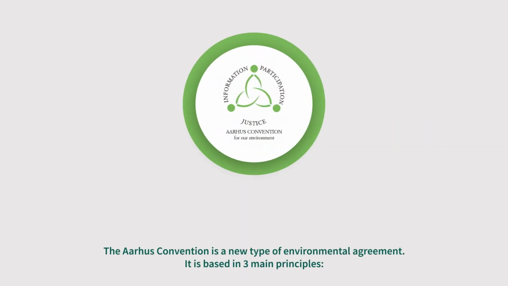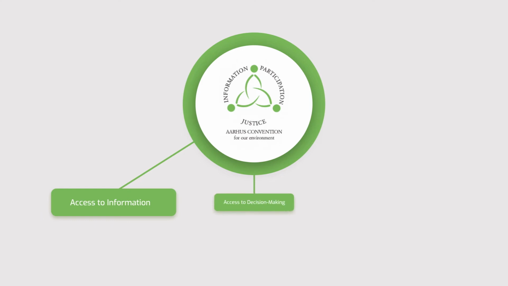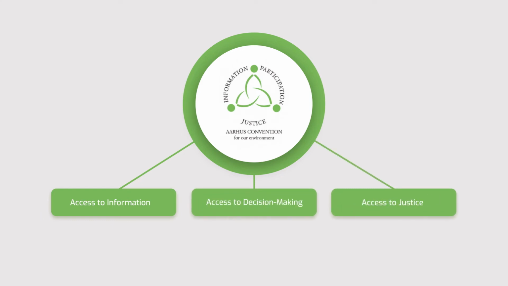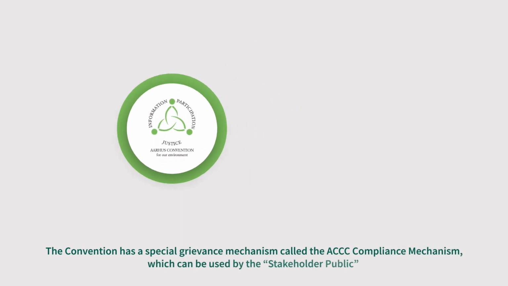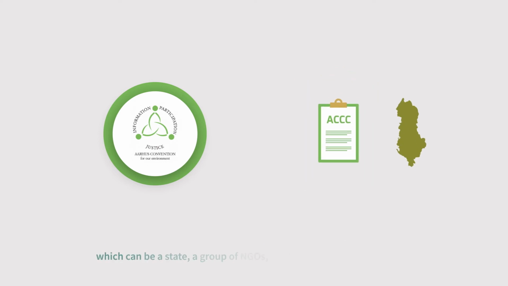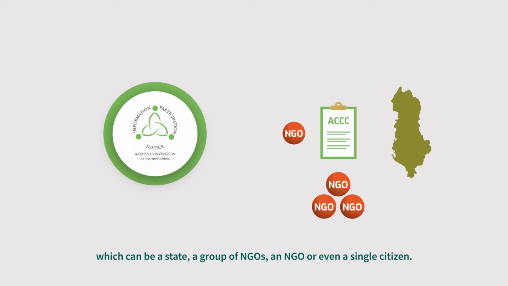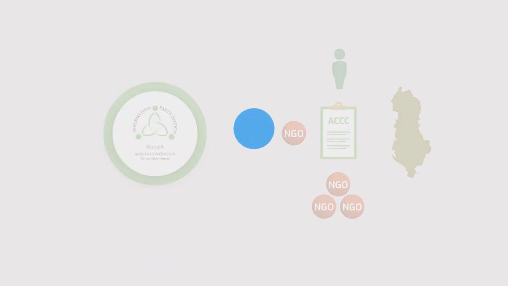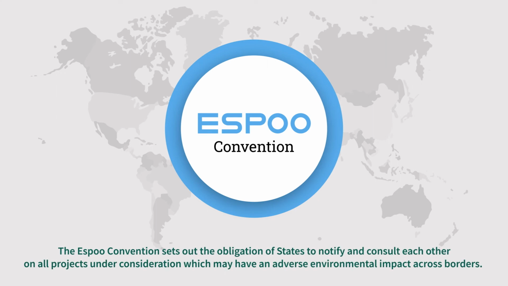The Aarhus Convention is a new type of environmental agreement. It is based on three main principles: access to information, access to decision-making, and access to justice. The convention has a special grievance mechanism called the ACCC Compliance Mechanism, which can be used by the stakeholder public, which can be a state, a group of NGOs, an NGO, or even a single citizen. The Espoo Convention sets out the obligation of states to notify and consult each other on all projects under consideration which may have an adverse environmental impact across borders.